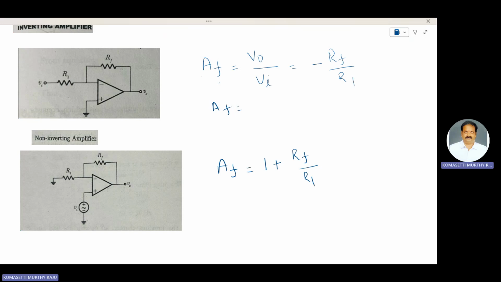It is called a non-inverting amplifier because VA is applied to the non-inverting terminal, that means the plus terminal of the op amp. That is the reason the minus sign is not indicated here. AF is equal to 1 plus RF by R1.